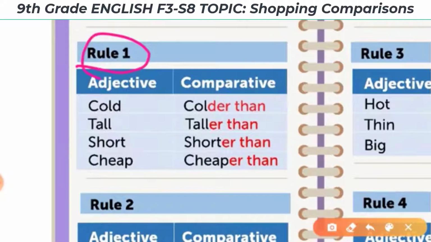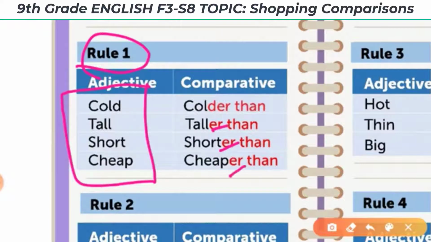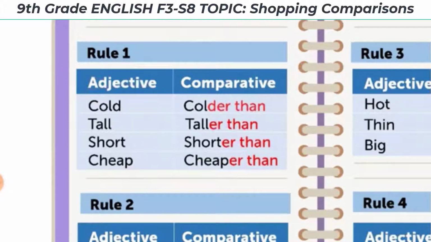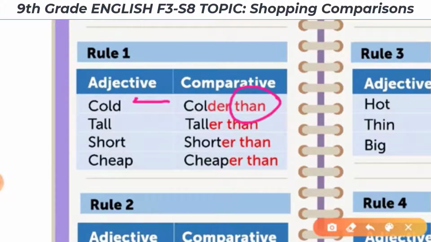Si el adjective es pequeño o es corto o es de una sola sílaba, se le añade la ER. Aquí le pusieron roja la D también, pero eso es la ER porque lleva la D ahí. So you say, ya no dices cold, helado, sino que dices colder. Y como vimos en el video, we add the word than, which means más helado que. Colder than. Colder, más helado, than que.